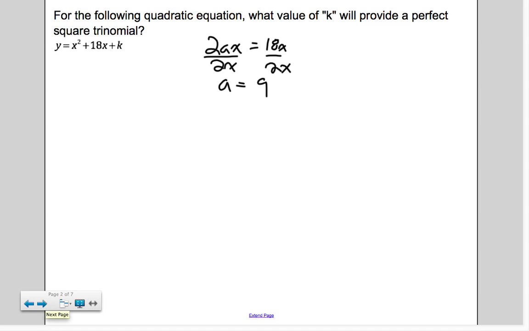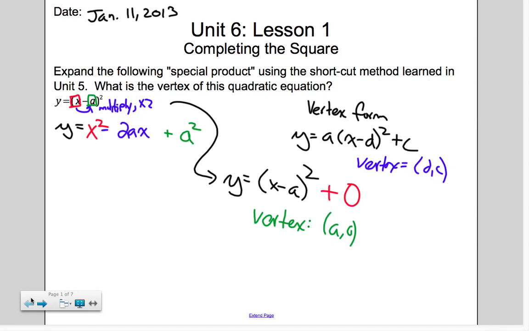Where'd you get the 2? Right over here. How do you know to put that in the next question? Because that was like a different question. Because here we're working with a perfect square, right? Well, that's what our goal was. So we know what a perfect square looks like, something like this.